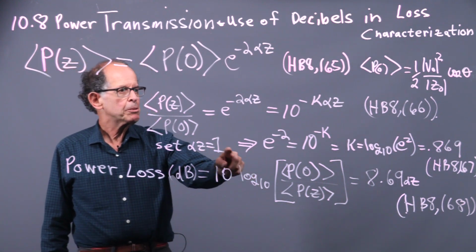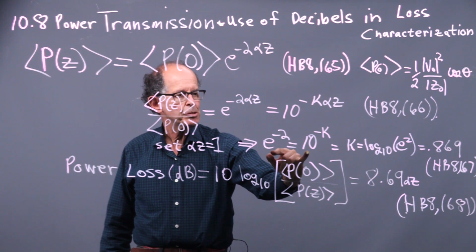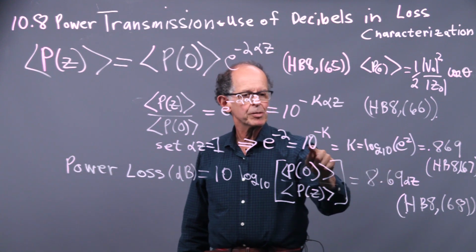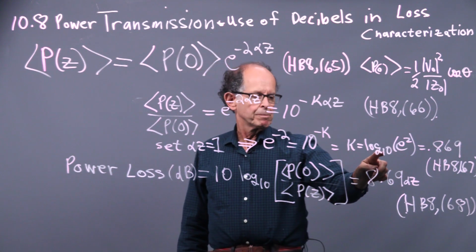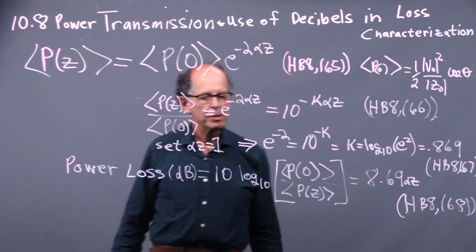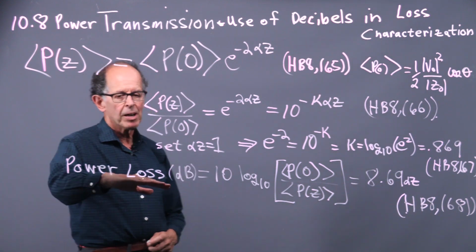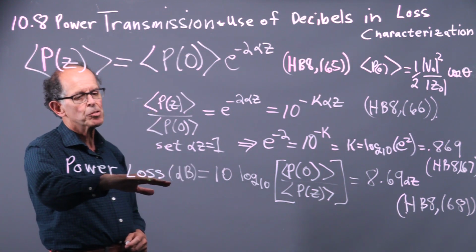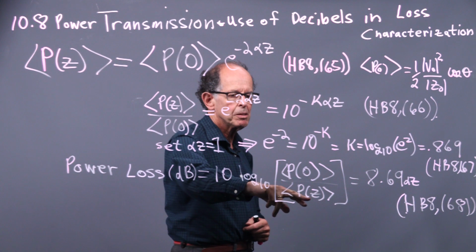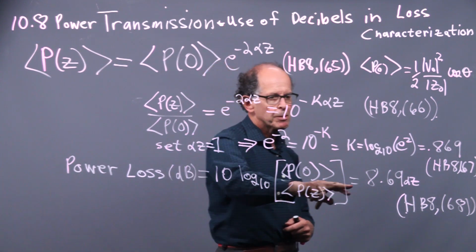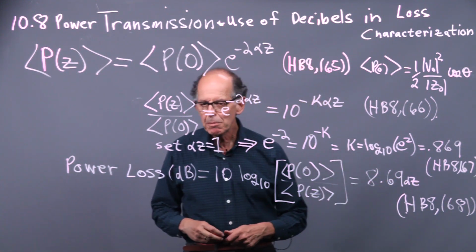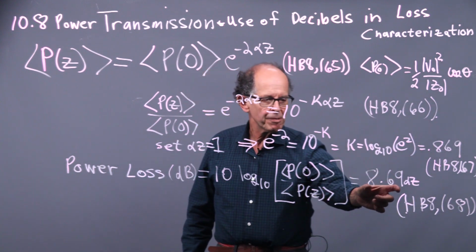Let's put alpha z equal to 1 here. We get this relationship. And if we take the log to the base 10 of both sides, we solve for k, and we get the log of e squared to the base 10. E squared is about 9, so it's slightly less than 1, and there it is, 0.869. Now we define the power loss, which is loss, so it's going to be a positive number. 10 log to the base 10 of P0 over P of z, and with the scaling, it's 8.69 alpha z. That's in dB. So the conversion factor is this.